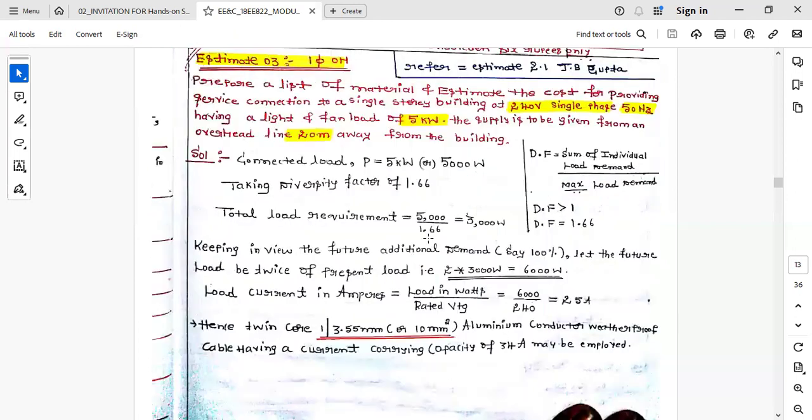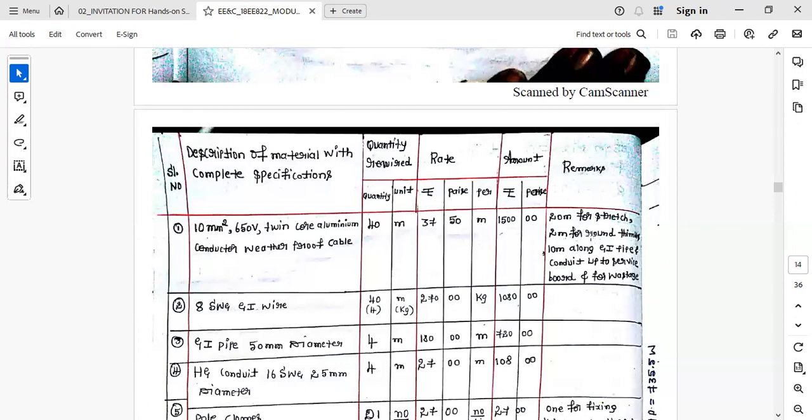One stretch gets 20 meters. As per the question, there is a 20 meter one stretch. The remaining wires are for round timbers, 2 meters for round timbers, 10 meters along the GI pipe and conduit up to the service and service board, and other wastage 8 meters. They are not going to mention it here. Please take note, 8 meters. Total 20 plus 2, plus 10 plus 8 is equal to 40 meters.